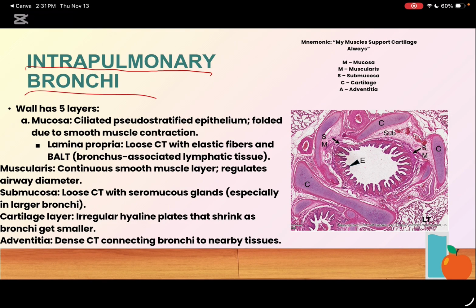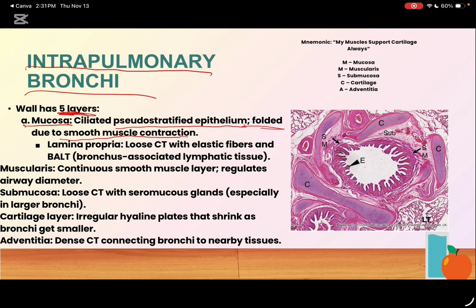Very long name, right? Easy. It has only 5 layers. Focus on this one. It only has what? 5 layers. What are these layers? We have the mucosa. What is mucosa? It's a ciliated pseudostratified epithelium. And why is it folded? It's folded due to the smooth muscle contraction.